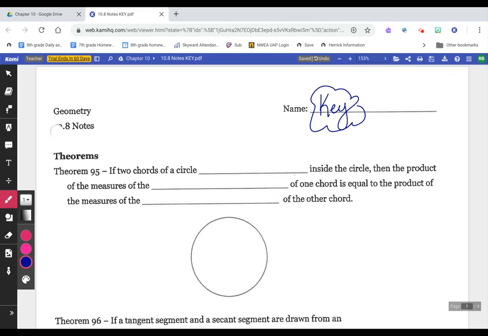We are in section 10.8. 10.8 is the last section for chapter 10. There will be a quiz on Friday. The quiz will cover 10.5 through 10.8 and that one section in chapter 13, 13.6.